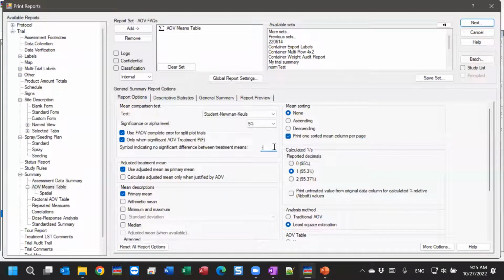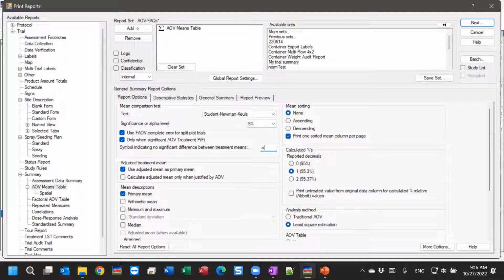You can customize this, so you can remove that dash and put in whatever you might prefer. I've seen NS for no significance, and whether it's capital or lowercase, or maybe several dashes would suit you. Whatever nomenclature you would want to have shown on the report is fair game. I think we have 3 characters here, so you can have up to 3 characters that would fit on the report for when that happens.